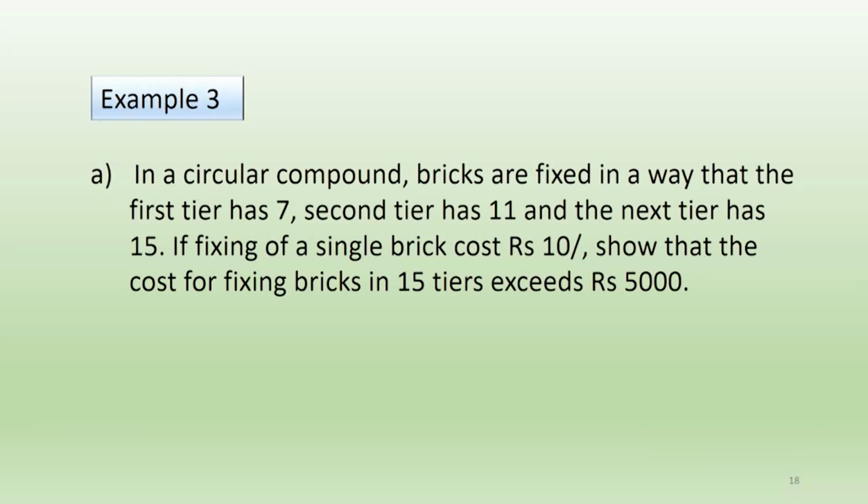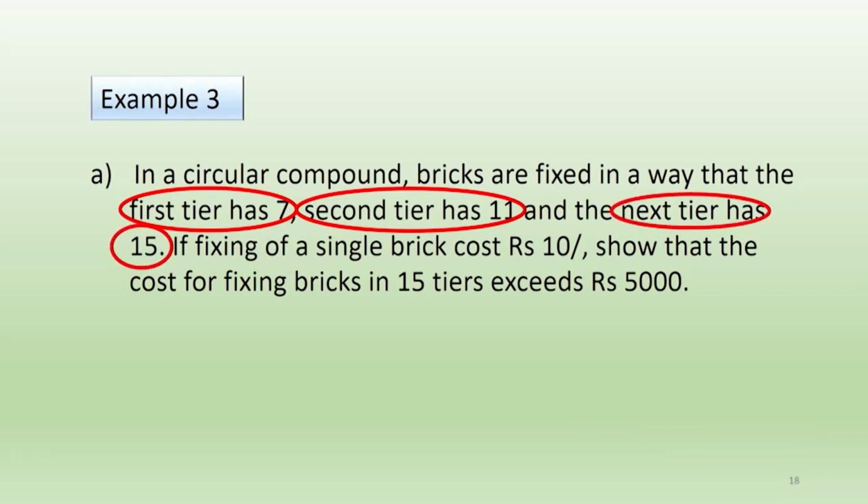In a circular compound, bricks are fixed in a way that the first tier has 7, the second tier has 11, and the next tier has 15. So you have to mark them. They are very important. If fixing a single brick costs 10 rupees, show that the cost for fixing bricks in 15 tiers exceeds 5,000.